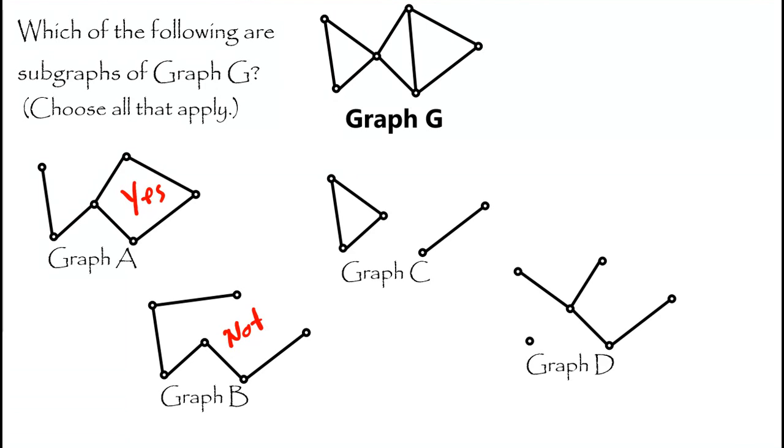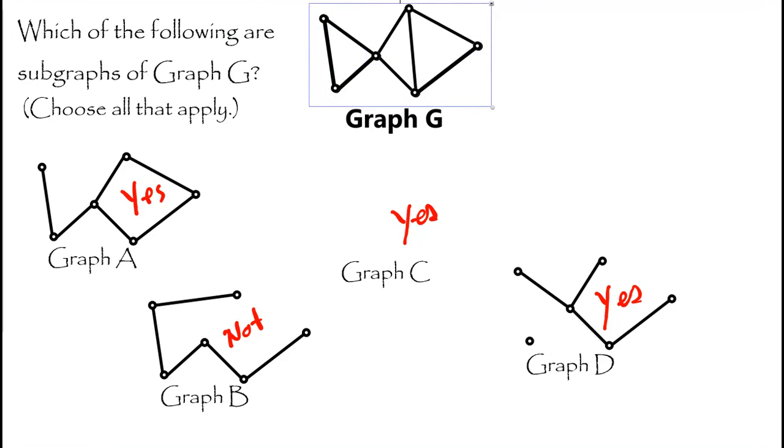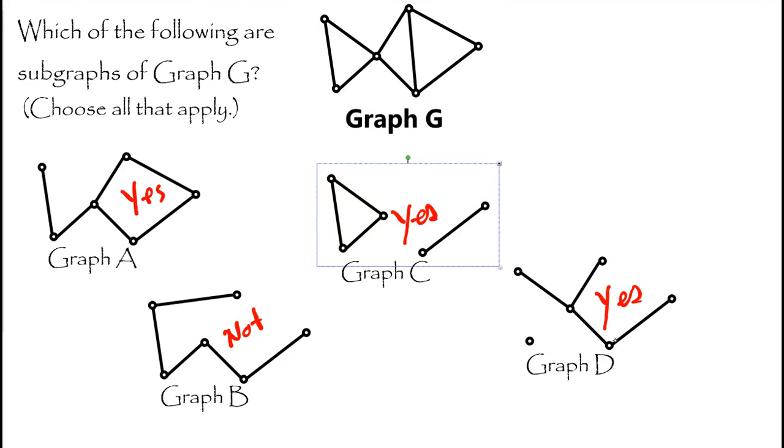We'll say yes to graph A. We'll say yes to graph C and yes to graph D, because each of these consist of parts from the parent graph. So A, C, and D are subgraphs of G. B is not, and that is because it contains a part that does not belong to the parent graph, graph G.